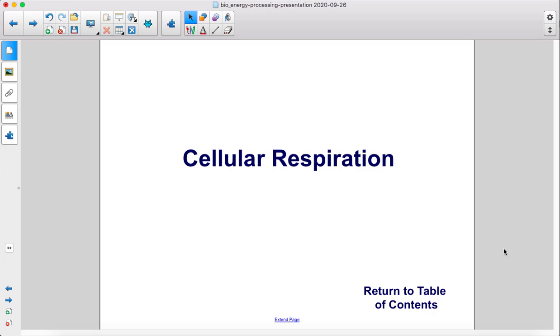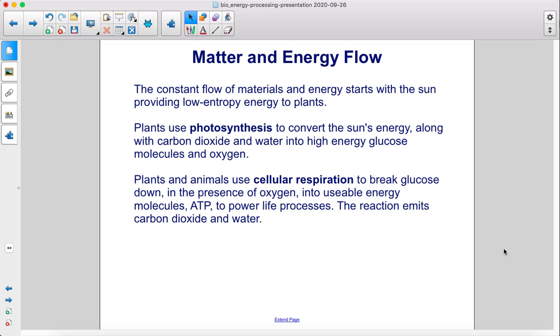Cellular respiration. The constant flow of materials and energy starts with the sun providing low-entropy energy to plants. Plants use photosynthesis to convert the sun's energy, along with carbon dioxide and water, into high-energy glucose molecules and oxygen. Plants and animals use cellular respiration to break glucose down, in the presence of oxygen, into usable energy molecules, ATP, to power life processes. The reaction emits carbon dioxide and water.